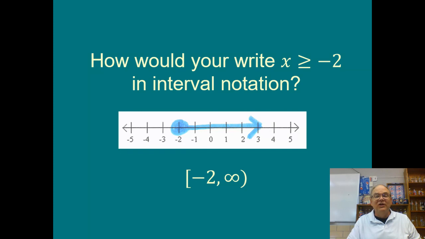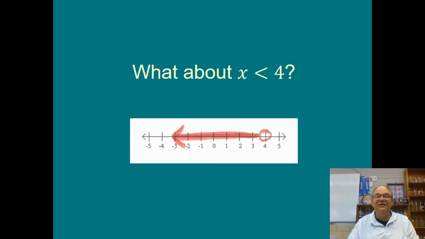And it turns out that what you do looks like this. I put an infinity at the end of it. And I have a bracket because I do include -2. I start there and I go all the way on forever, which is why it's infinity. Now it does turn out that whenever I use infinity, I always put a parentheses rather than a bracket with it. That's because you can never really reach infinity, and so it just kind of shows we go on forever. So brackets, -2, infinity, and parentheses.